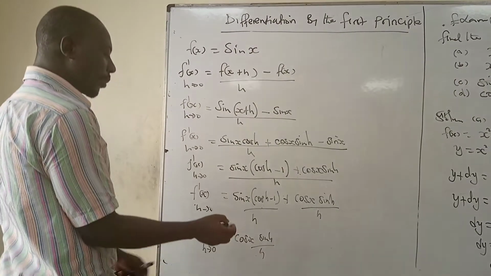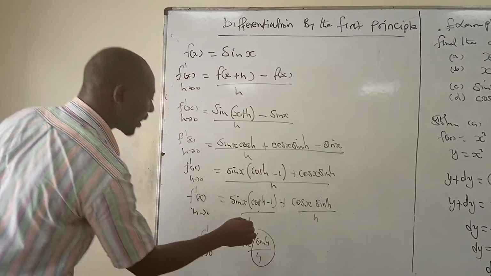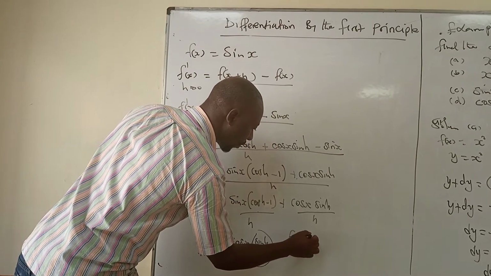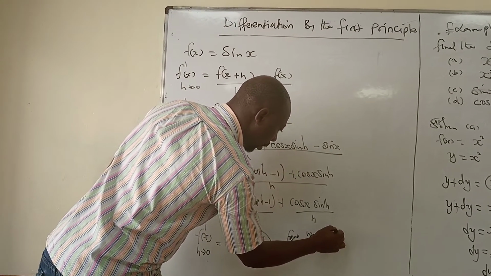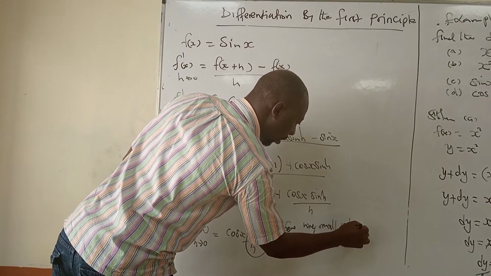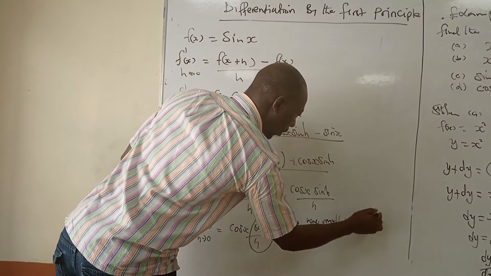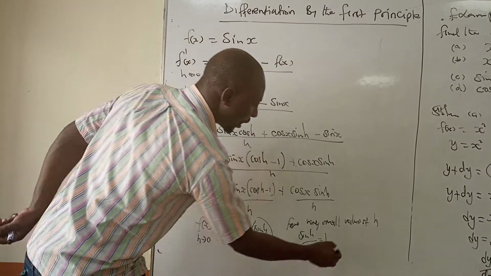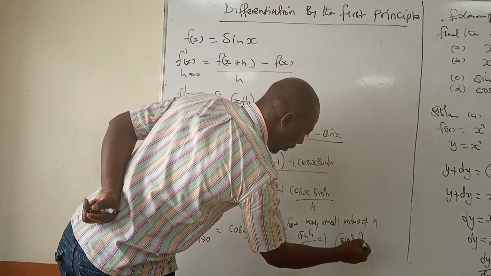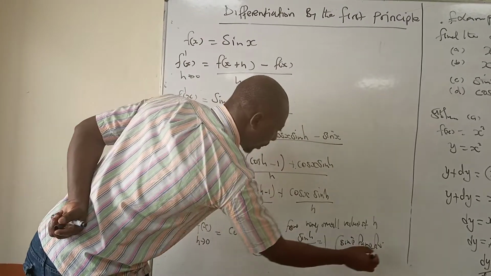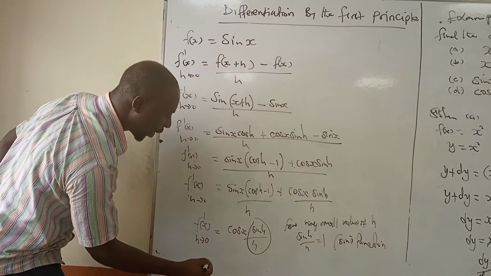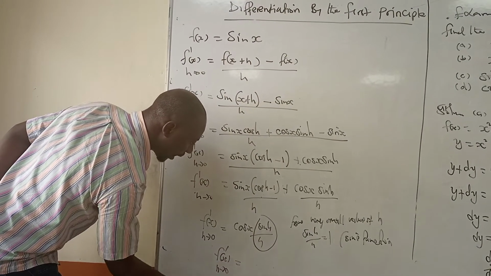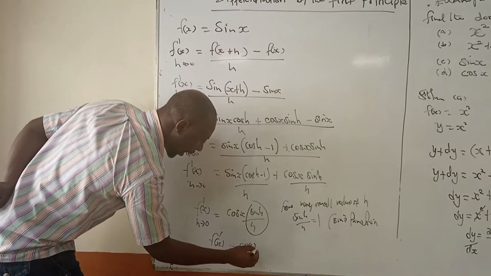But for very small values of h, this one is called a sinc function. Therefore, sine of h over h is actually equal to 1, and this is what we call a sinc function. So if sine of h over h is equal to 1, we end up with f prime of x, when h is approaching 0, given as cosine of x.